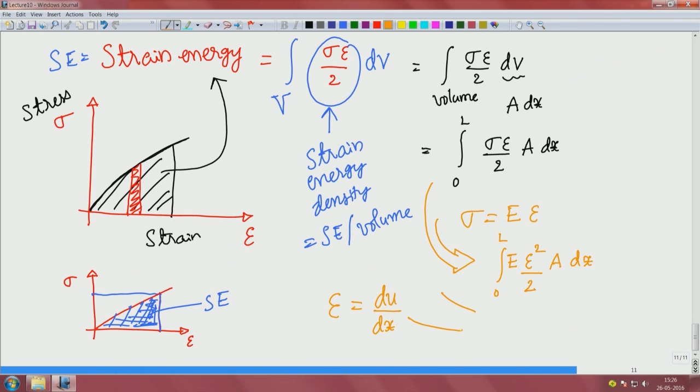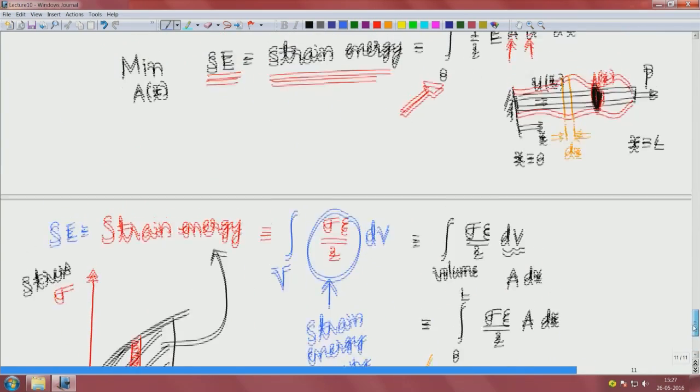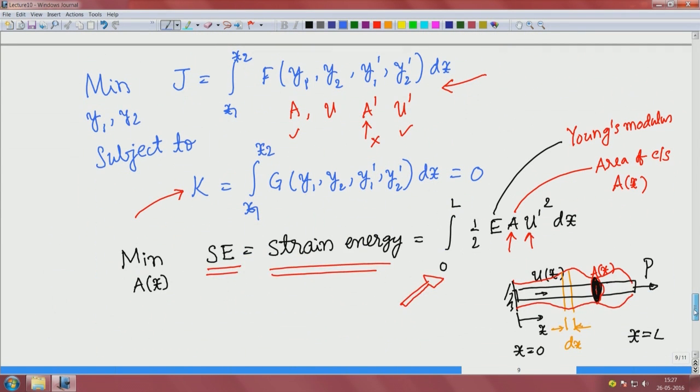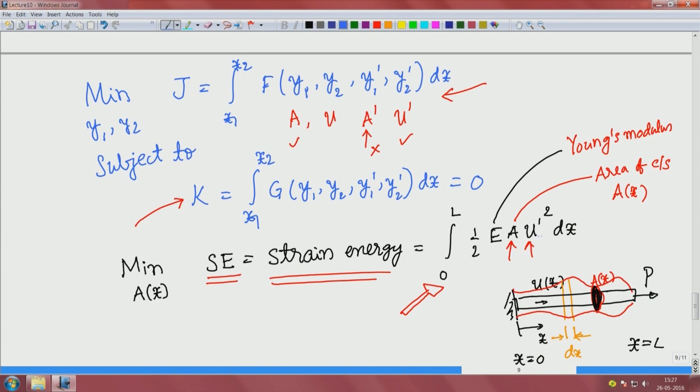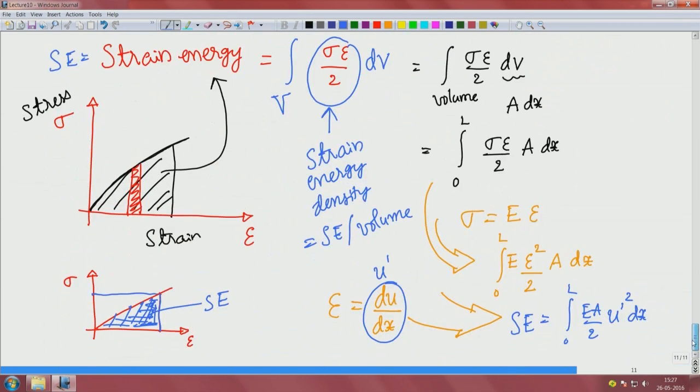With all of these things, we get the strain energy of a bar as integral 0 to L E A by 2 epsilon square. This is u prime in our notation, u prime square dx. That is exactly what we wrote over here, half E A u prime square. That is how we get the strain energy.